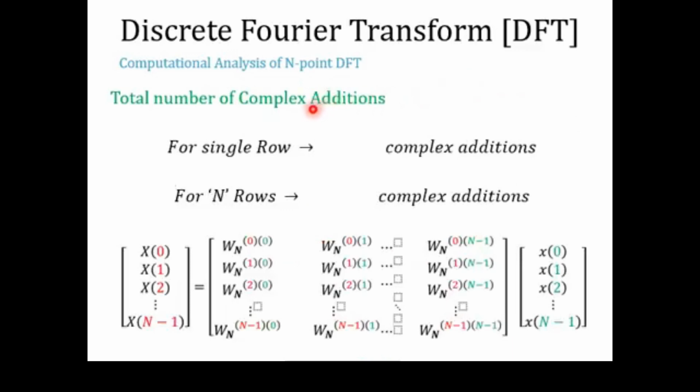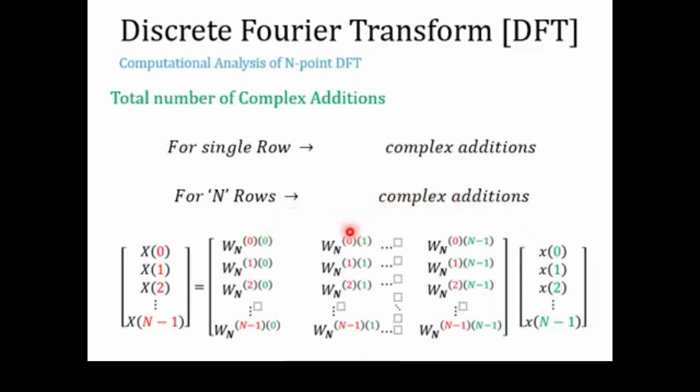Now let's come to the number of complex additions in n-point DFT. Let's take the case of a single row. As we already know how x of 0 is computed, when the first row of this W matrix is multiplied with the time domain vector, we get the result of x of 0. But how will x of 0 be computed? We will need to add the n product terms which are obtained by multiplying the first row of this matrix with this time domain vector, because the multiplication of wn00 with x of 0 will provide the first product term.